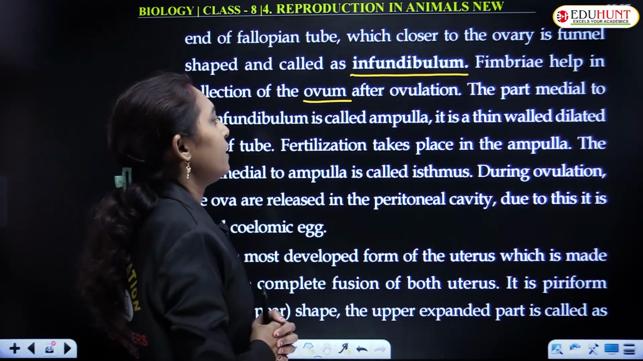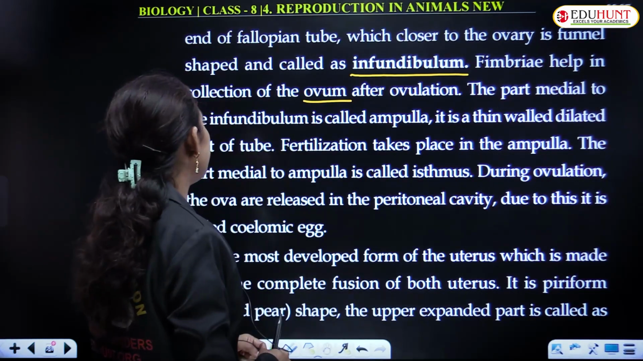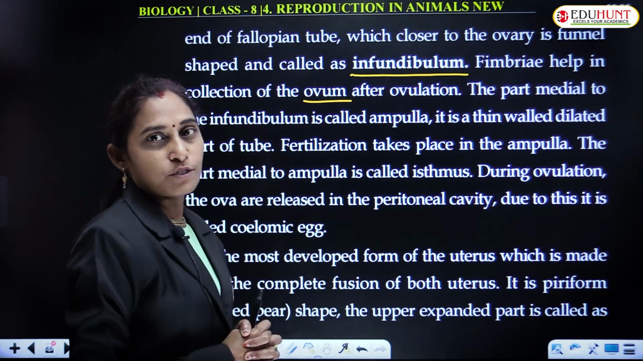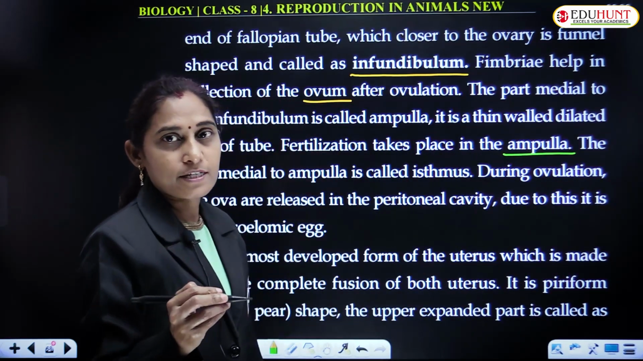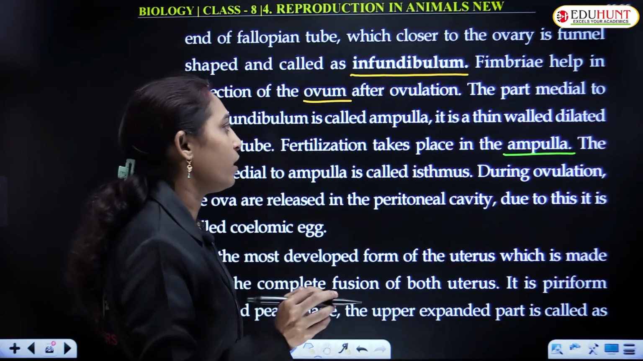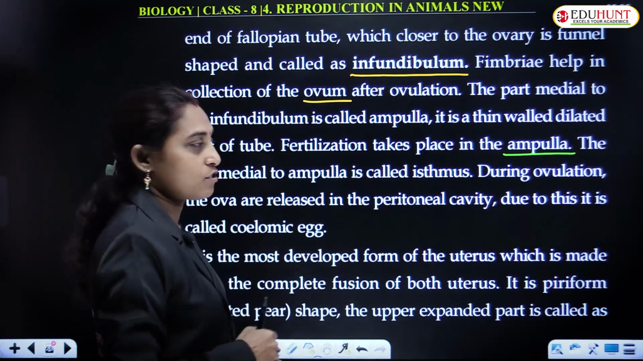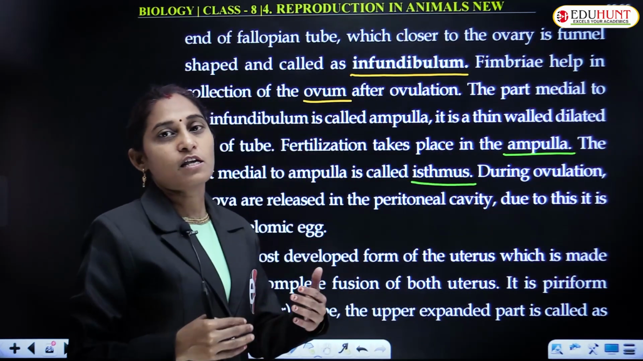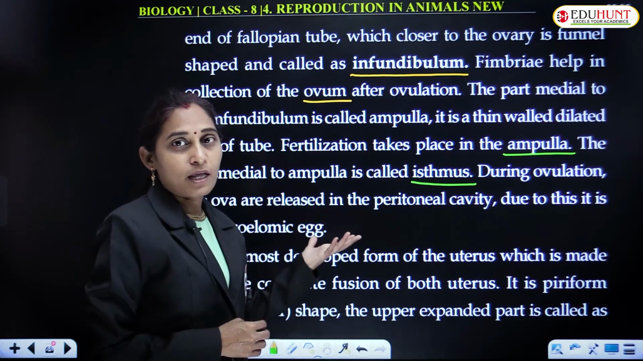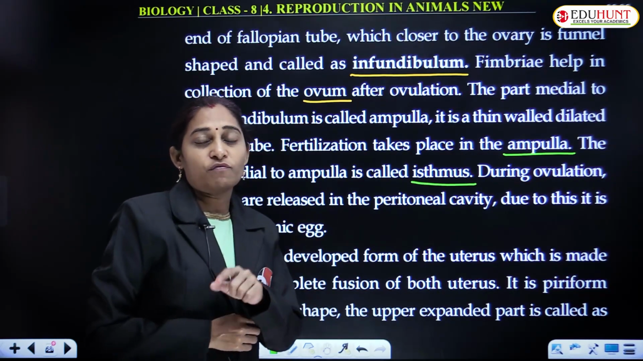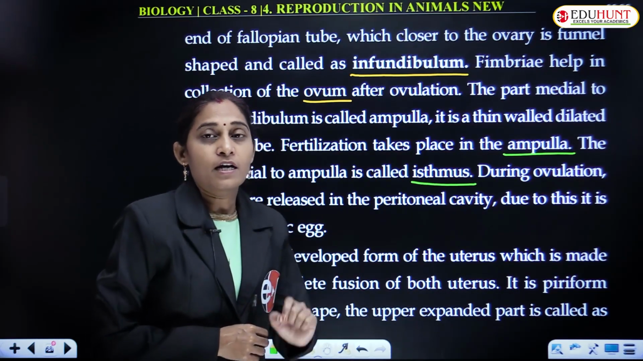The ampulla is a thin-walled and dilated tube, and fertilization takes place in the ampulla. In which part of the fallopian tube does fertilization take place? That is the ampulla. The part next to the ampulla is known as the isthmus, the distal portion of the fallopian tube.